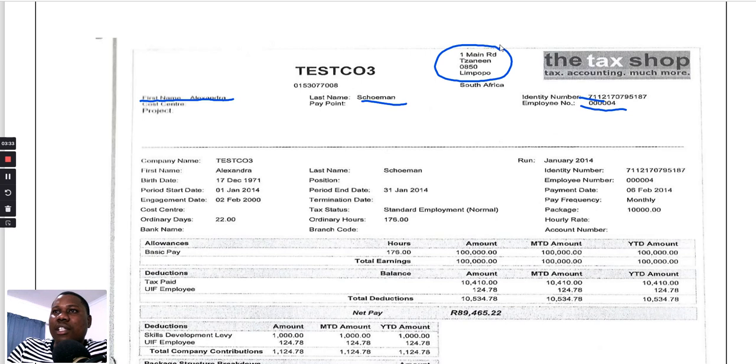Let me check something. No, this is still the address of the employee, I think. Okay, so let's go down. When we go down, we get the company name, which is Test CO3. The first name is Alexandra Skuman. Date of birth, remember this one is generated from the ID. Position has been hidden, but in an actual payslip, nothing is hidden.